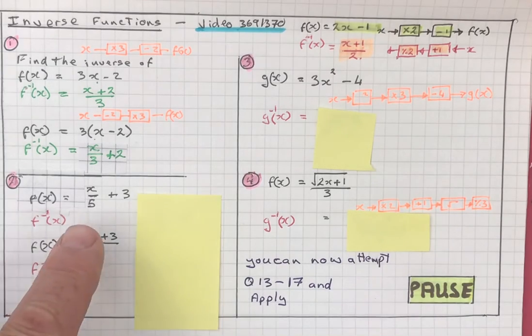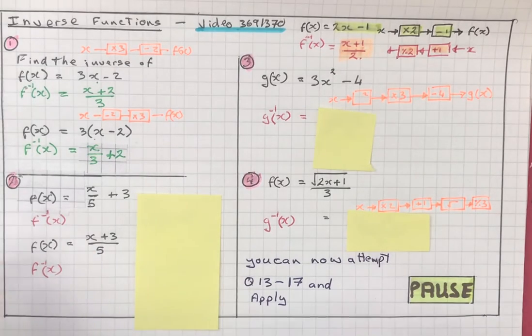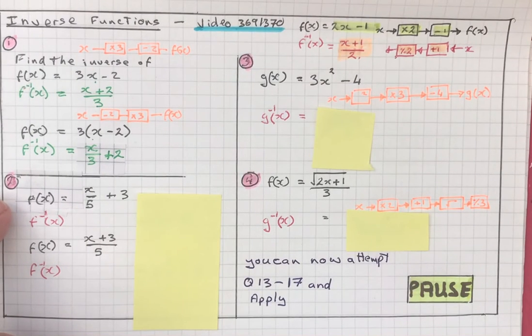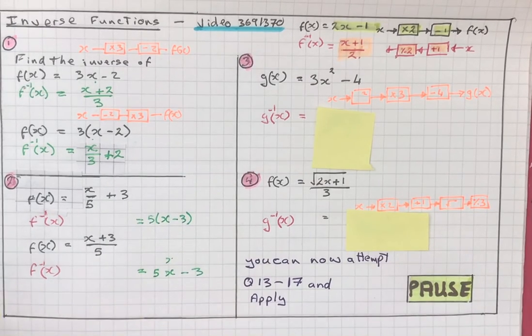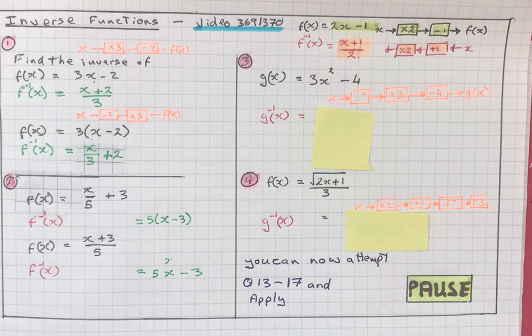Okay, can you have a go for these two? Press pause and try. If f of x is x divided by 5 plus 3, or if f of x is x plus 3 divided by 5. 3, 2, 1. I'm hoping that's what you've got.